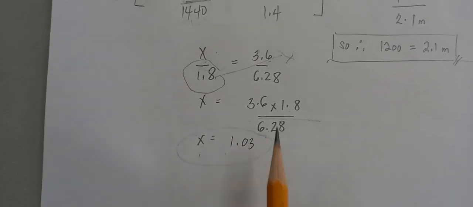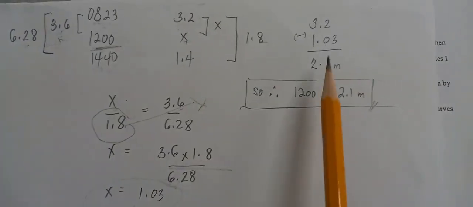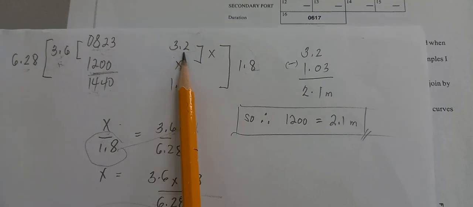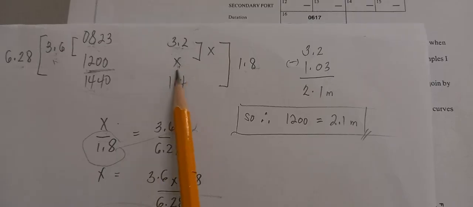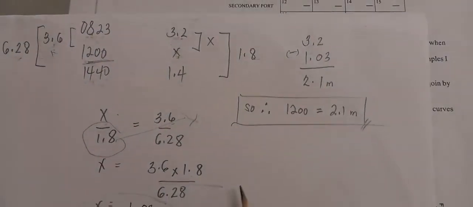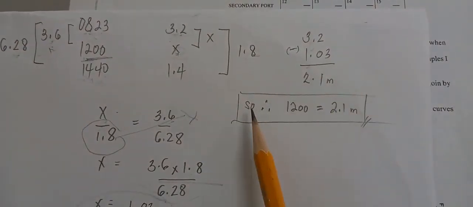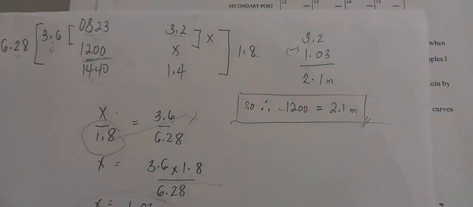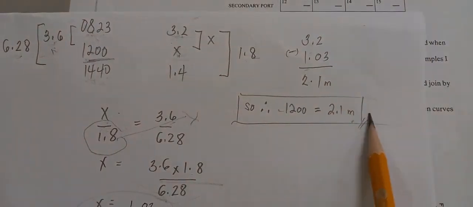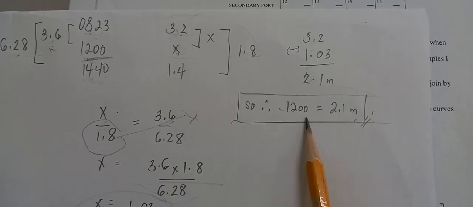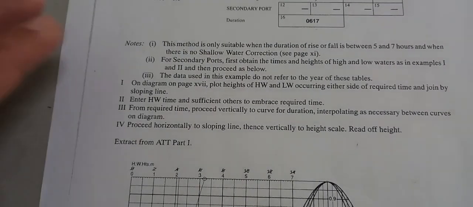So this is not yet the value for our 1200. To get that, you need to go back and subtract it from 3.2. So 3.2 minus the value that we got, 1.03, will give you 2.1. So therefore, 1200 is equal to 2.1 meters. So the height of the tide at 1200 is equal to 2.1. Okay, so there you have it.